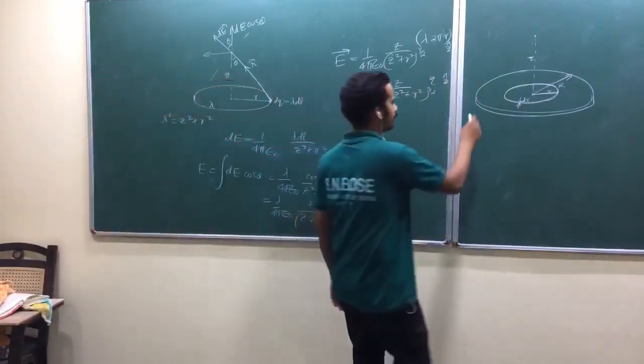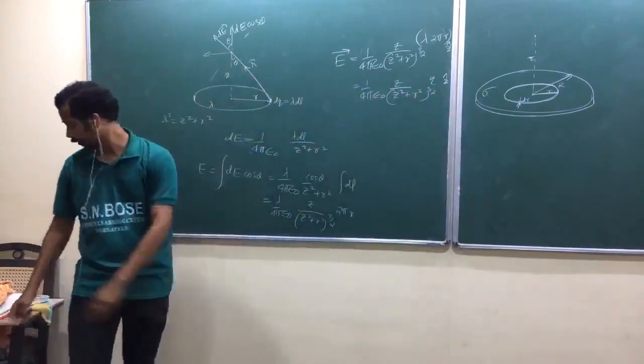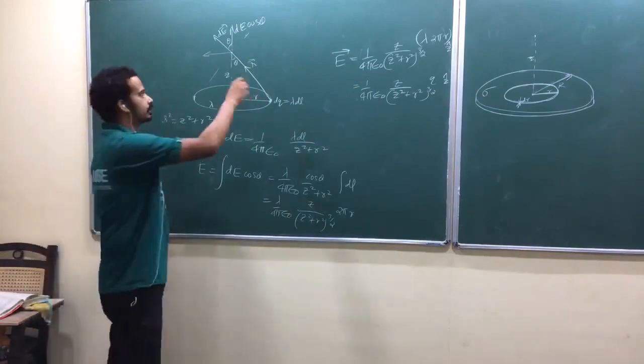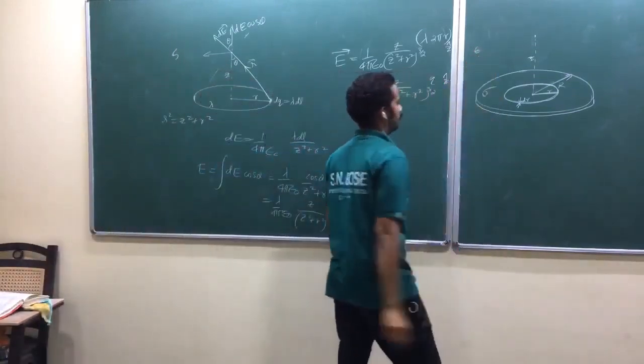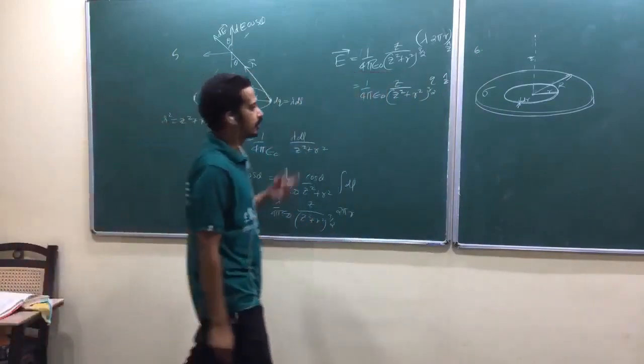Now he mentioned this for a disk. This is the next problem, I think 2.4, yeah, this is 2.5, this is 2.6. Fifth problem, sixth problem. This is an extension of this one, so this is what he has done.